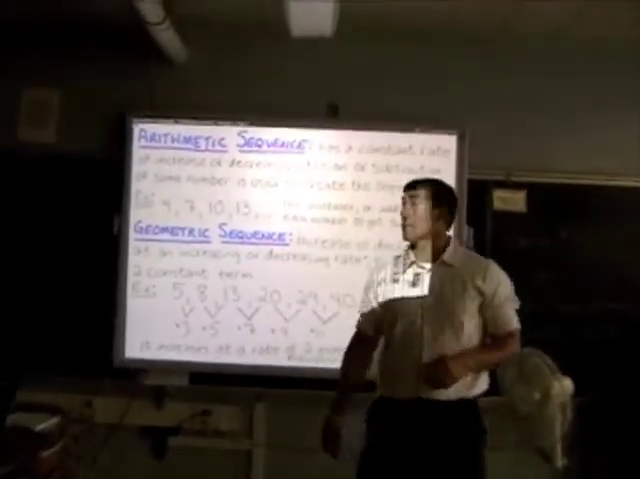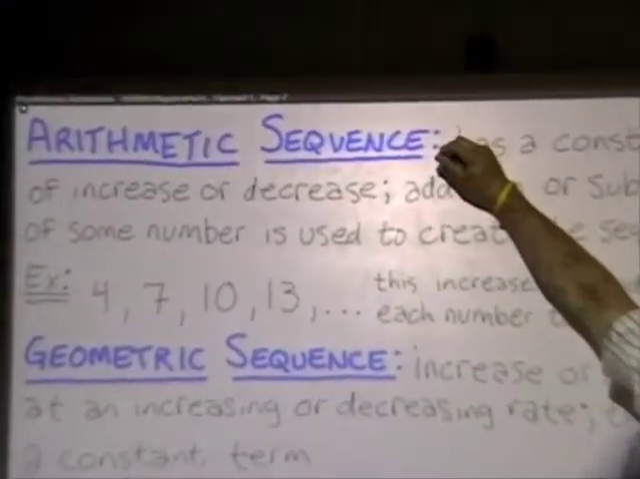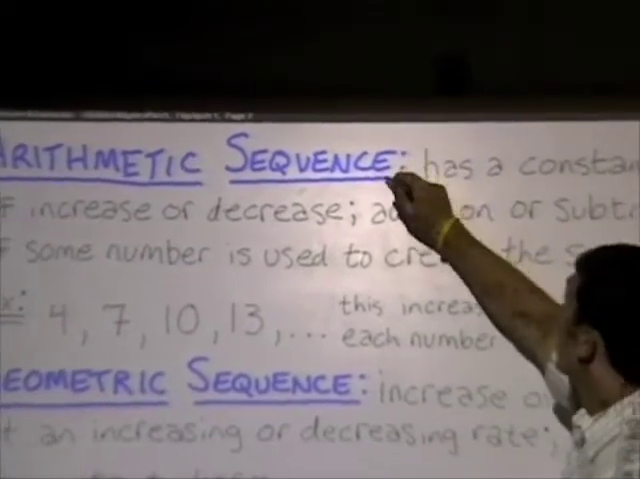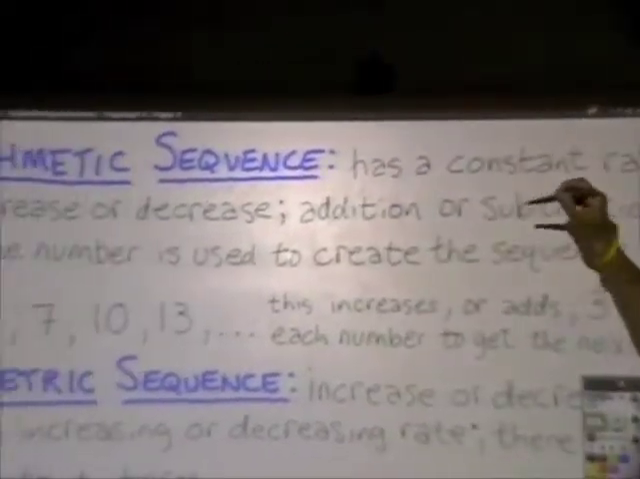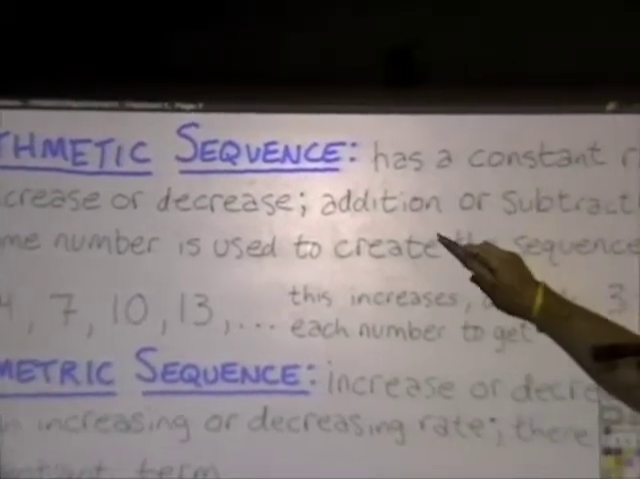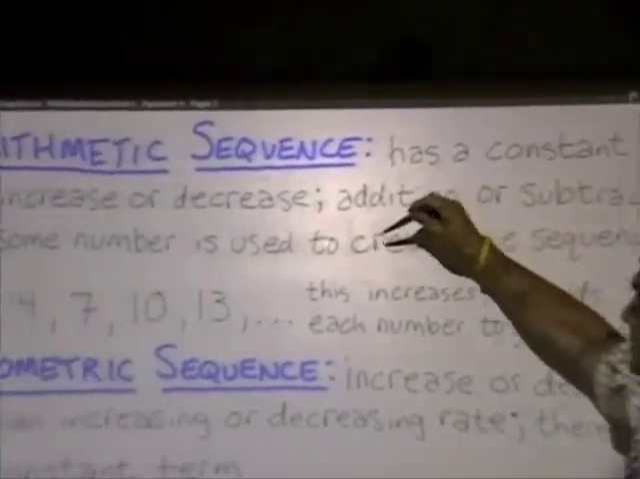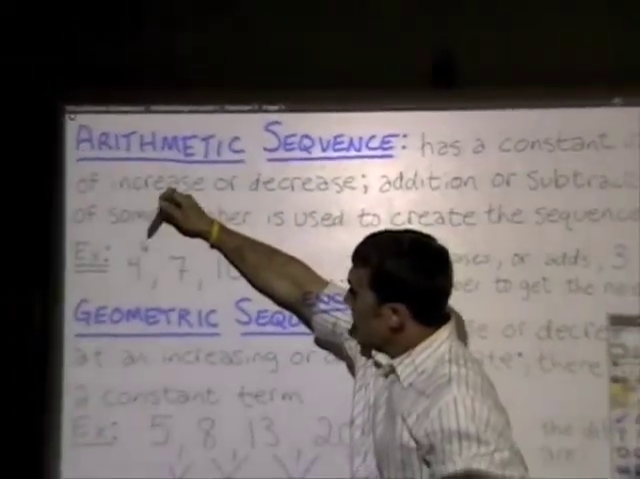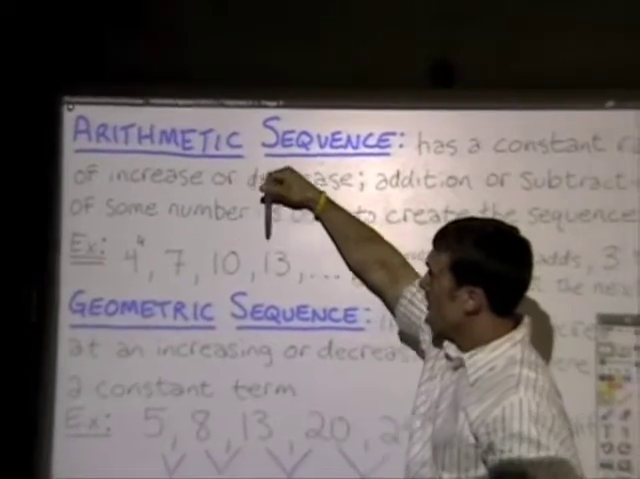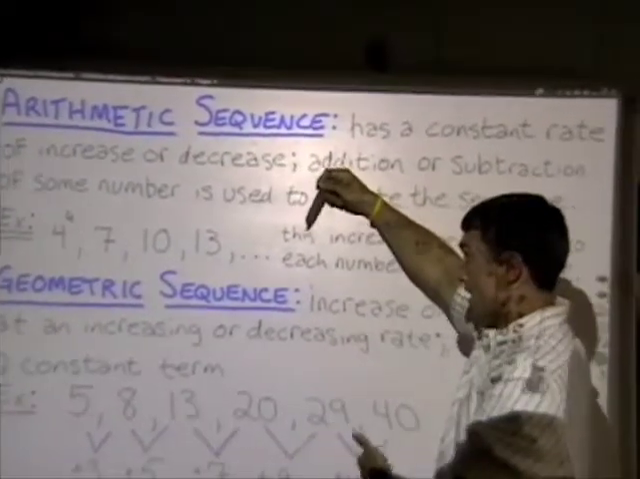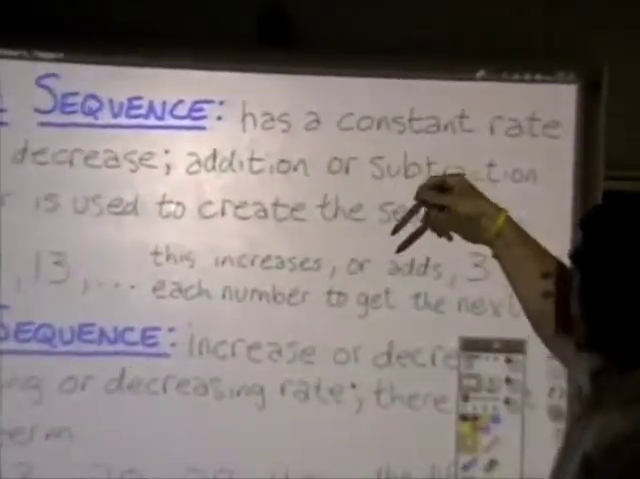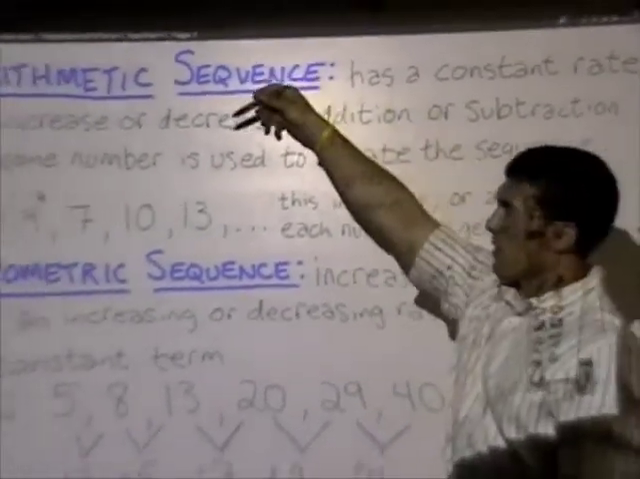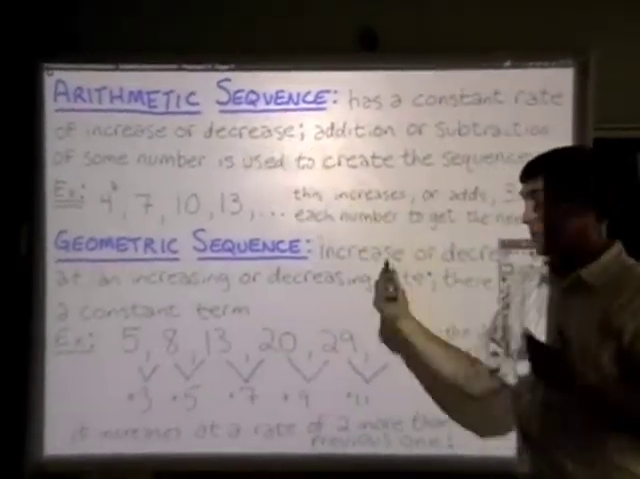So, to start us off, we're going to take a look at the first core learning goal, which deals with types of patterns. We have an arithmetic sequence, which has a constant rate of increase or decrease, also known as a slope. Its addition or subtraction of some number is used to create the sequence. All right, so if we take a look at this example here, we've got 4, 7, 10, 13, ... So this means that it increases or adds 3 to each number to get the next number. So again, arithmetic increases by a constant amount, or a slope.